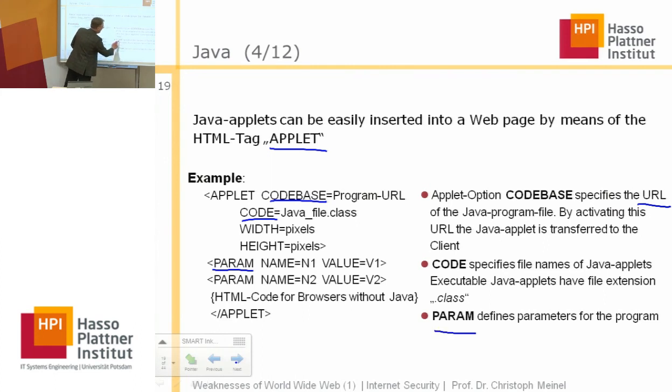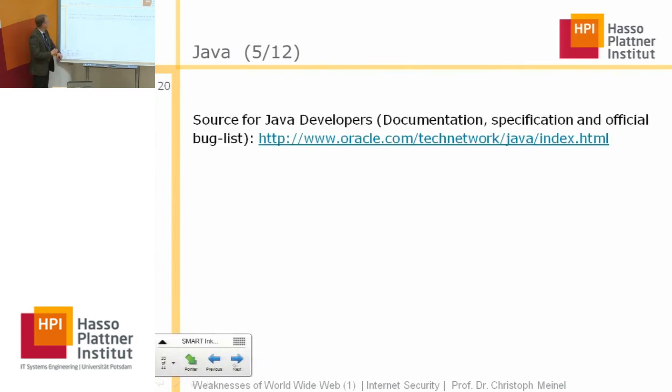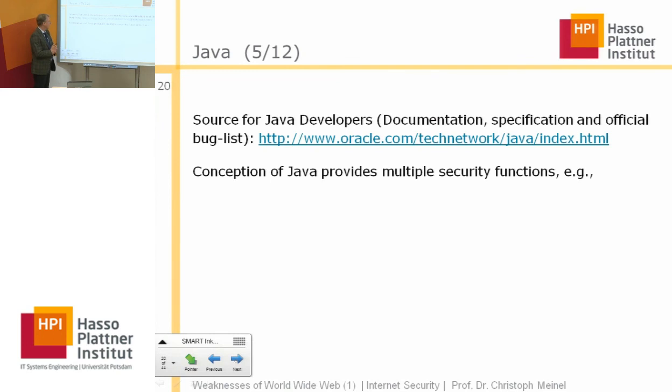The parameters define the parameters of the Java program. So this is the mechanism of a Java applet. The source for developing such Java programs, the documentation, and all the bug lists you can find on this Oracle page.